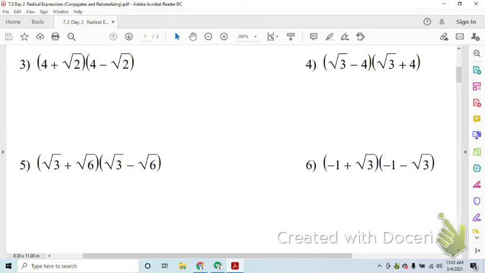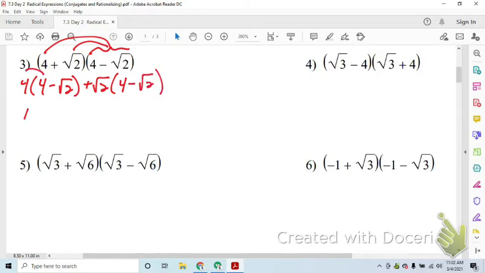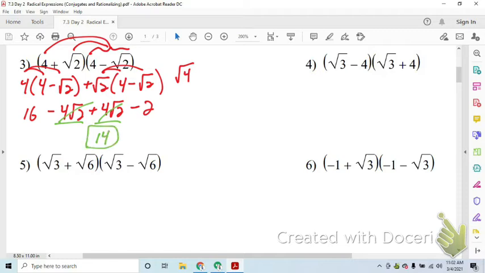All right, so for these, similar story, we're going to do the exact same thing. So I'm going to take this first term, multiply by all that. So 4 minus root 2, and then plus root 2 times 4 minus root 2. So I get 16 minus 4 root 2 plus 4 root 2, and then minus root 2 times root 2 is the square root of 4, which is 2. So then for our last step here, these two go away. That makes 0. 16 minus 2 is 14. So 14 is my simplified solution there.